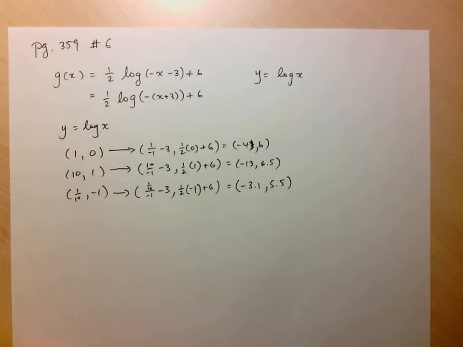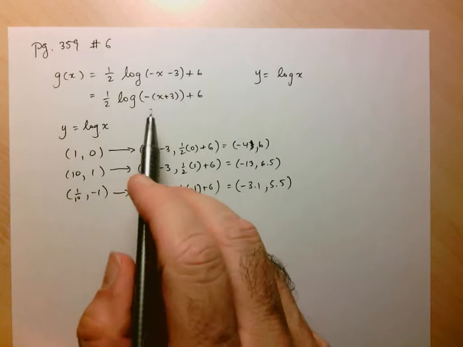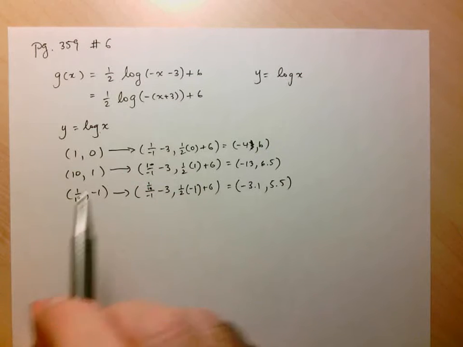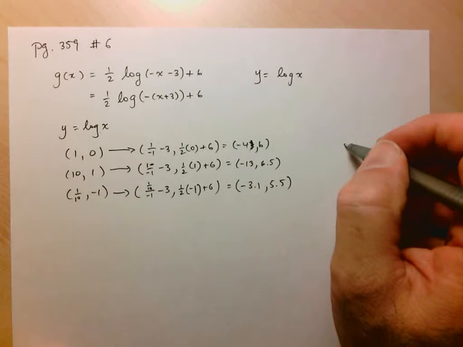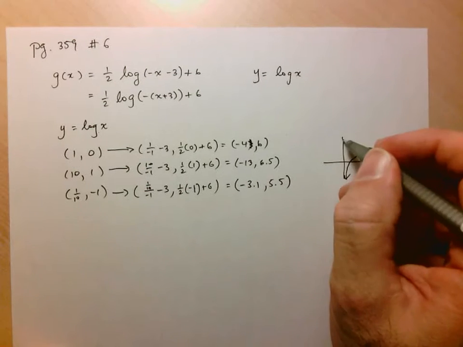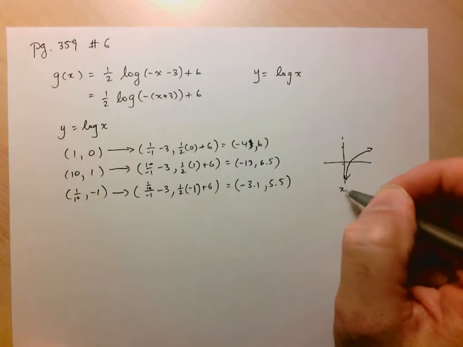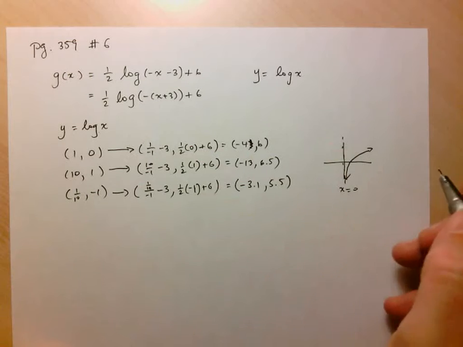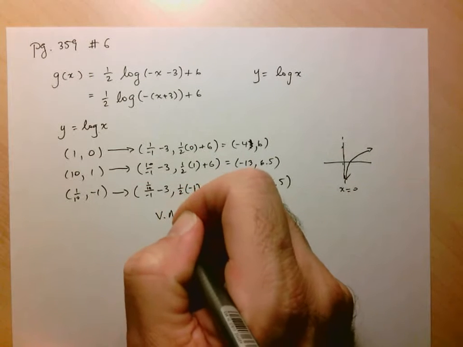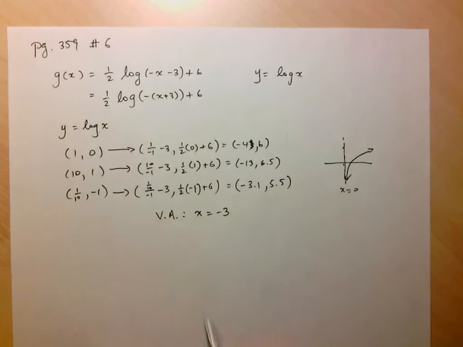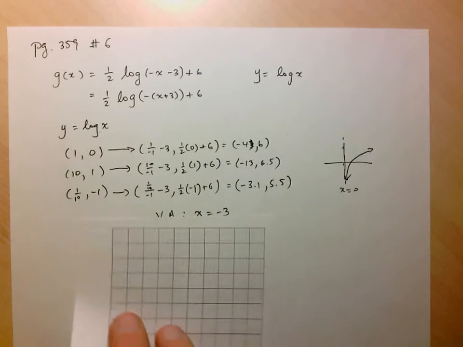Now that we have our points, let's specify what our vertical asymptote is going to be. The only thing that affects the vertical asymptote of a logarithmic function, which is usually at x equals 0, is the horizontal shift. So our vertical asymptote is going to be x equals -3. Now we have all the information we need to sketch our graph.